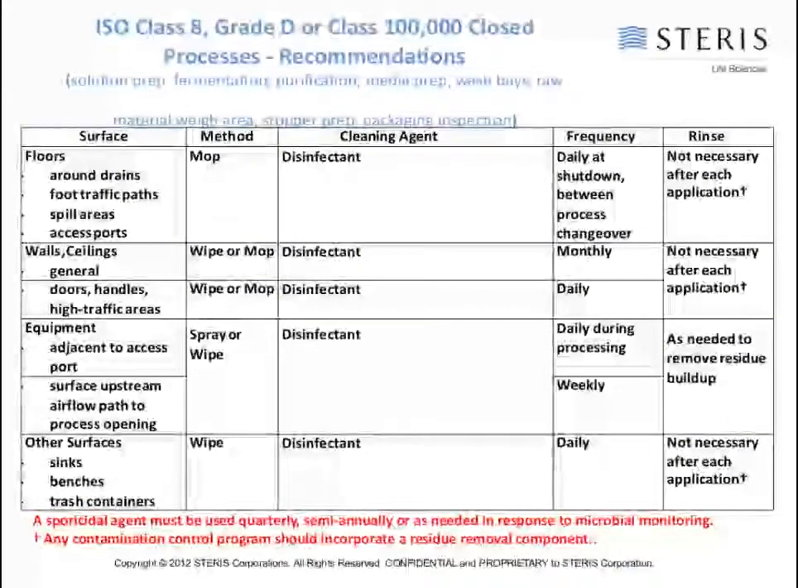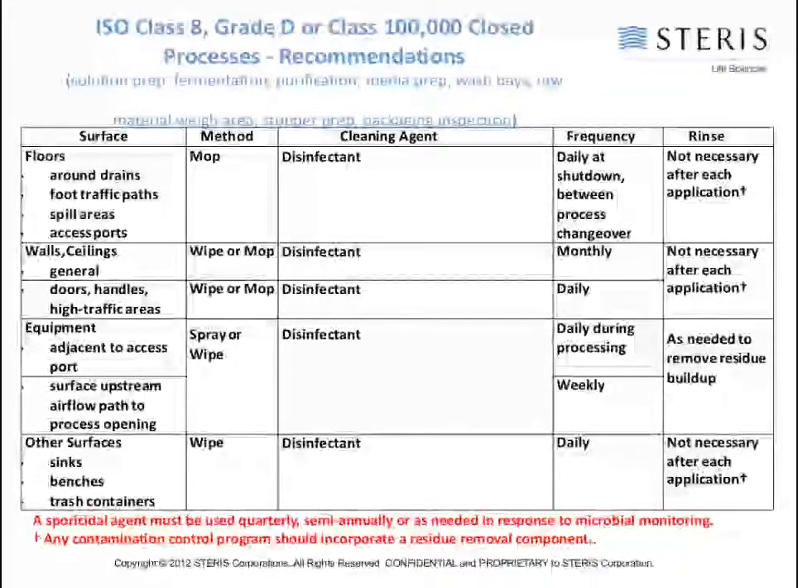This slide explains for the ISO Class 8, Grade D, or Class 100,000 closed processes, and these are recommendations that we have for these different types of areas. So the cleaning agent would be a disinfectant. Like I said, the sporicidal agent that you choose is based on your EM data. So if you see that at different times in the year you have more of a spore breakout, then you'll use a sporicidal agent. Or if you notice that every month you need to hit it with a sporicide, then you will do that.